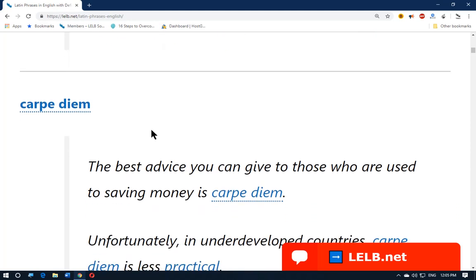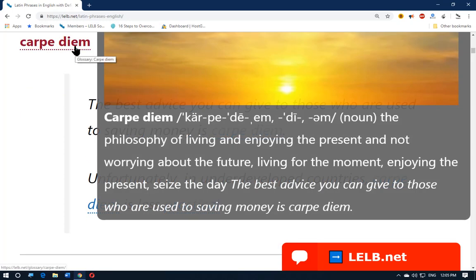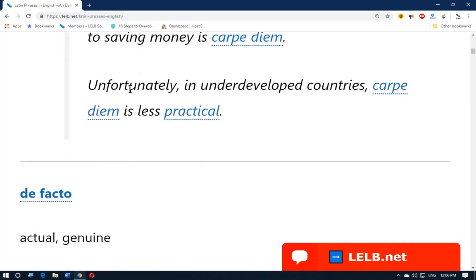The next Latin phrase, carpe diem. Carpe diem means seize the day. It means the philosophy of living and enjoying the present and not worrying about the future. Living for the moment. Enjoying the present. Seize the day. The best advice you can give to those who are used to saving money is carpe diem. Unfortunately, in underdeveloped countries, carpe diem is less practical. It's more theoretical, according to this sentence.